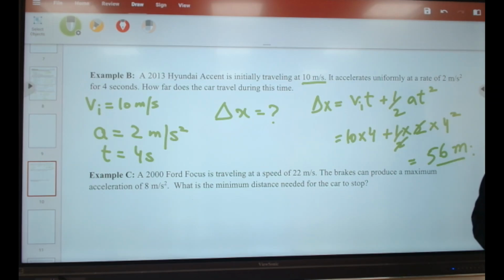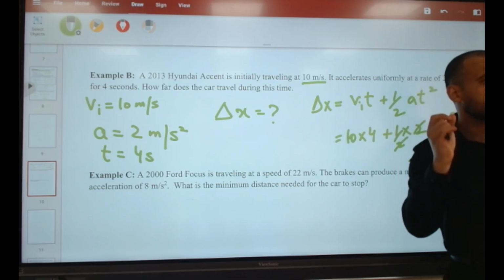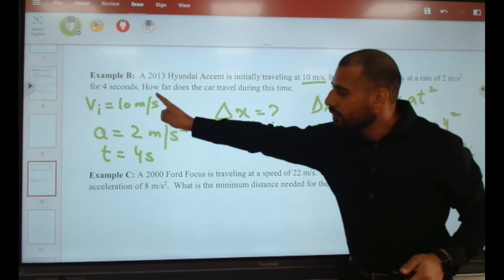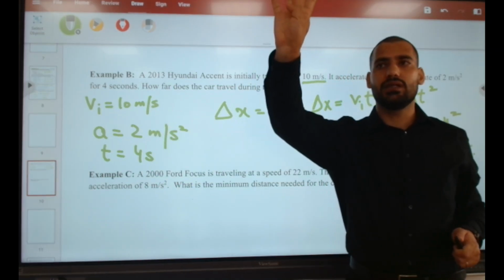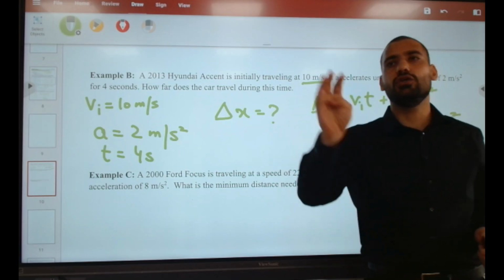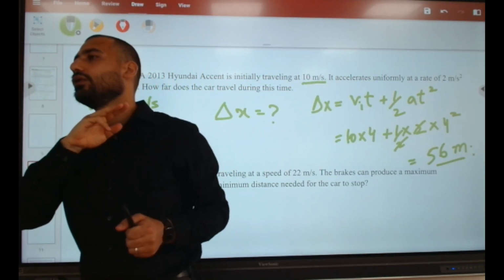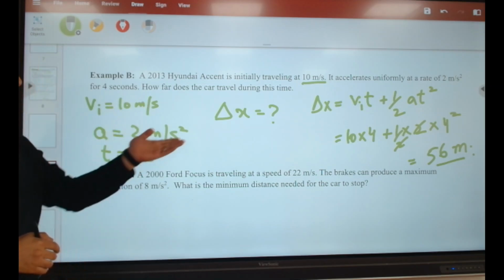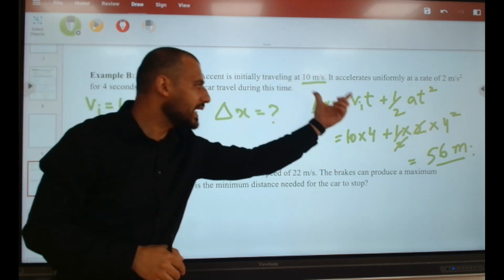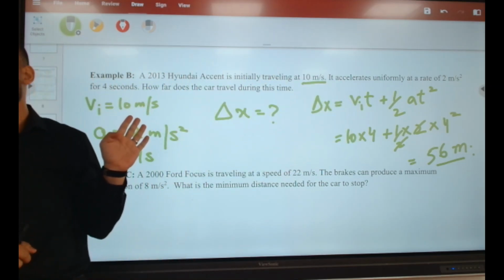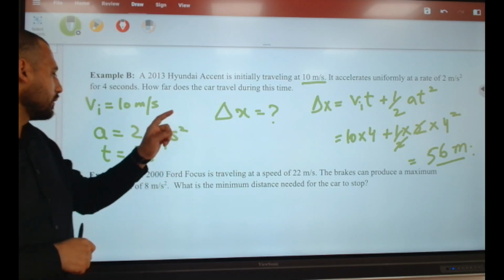Is that fine? Just understand how many variables were given: 1, 2 and 3. So the fourth variable is unknown. And every equation uses 4 variables. Out of the 4, 1 will be unknown and 3 will be known. So here 3 were known, the fourth was unknown. You select the equation which will help you to find it. Is that clear? Okay.